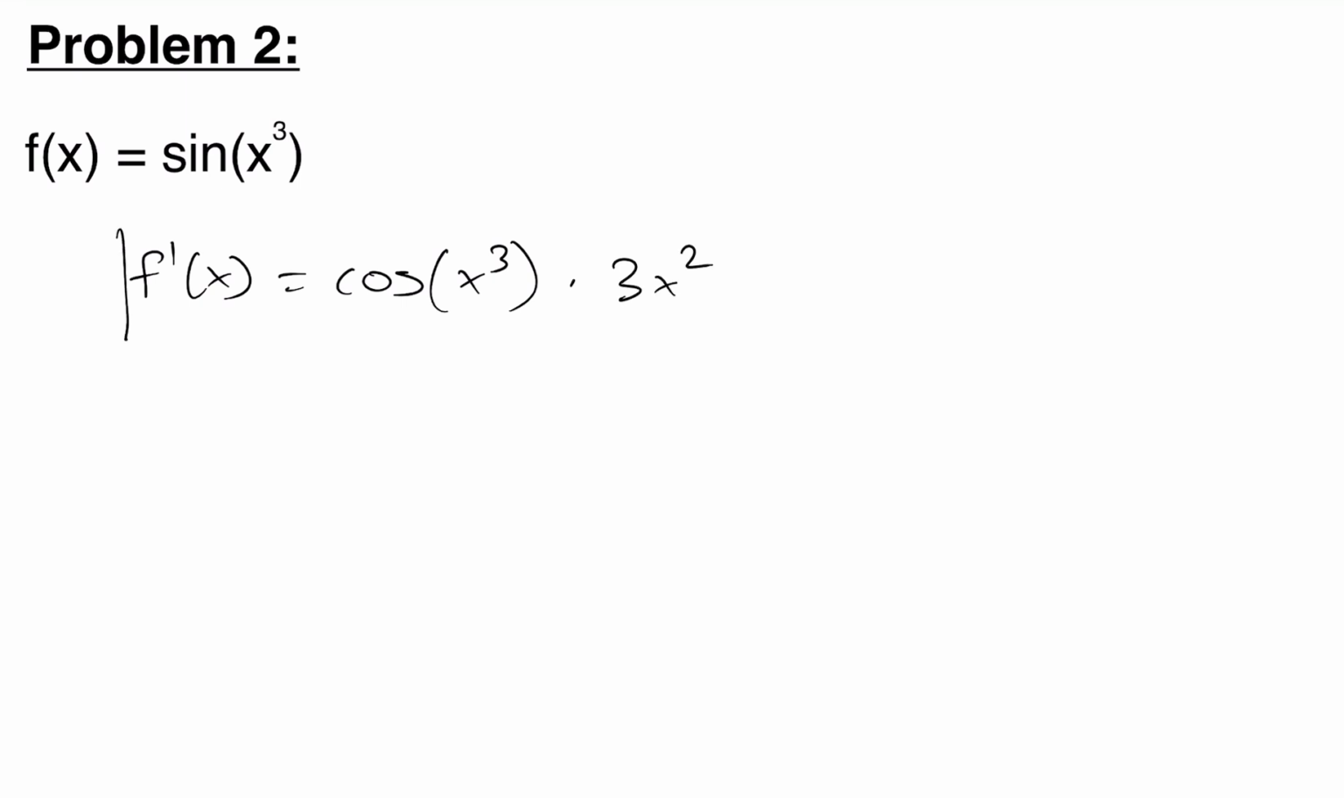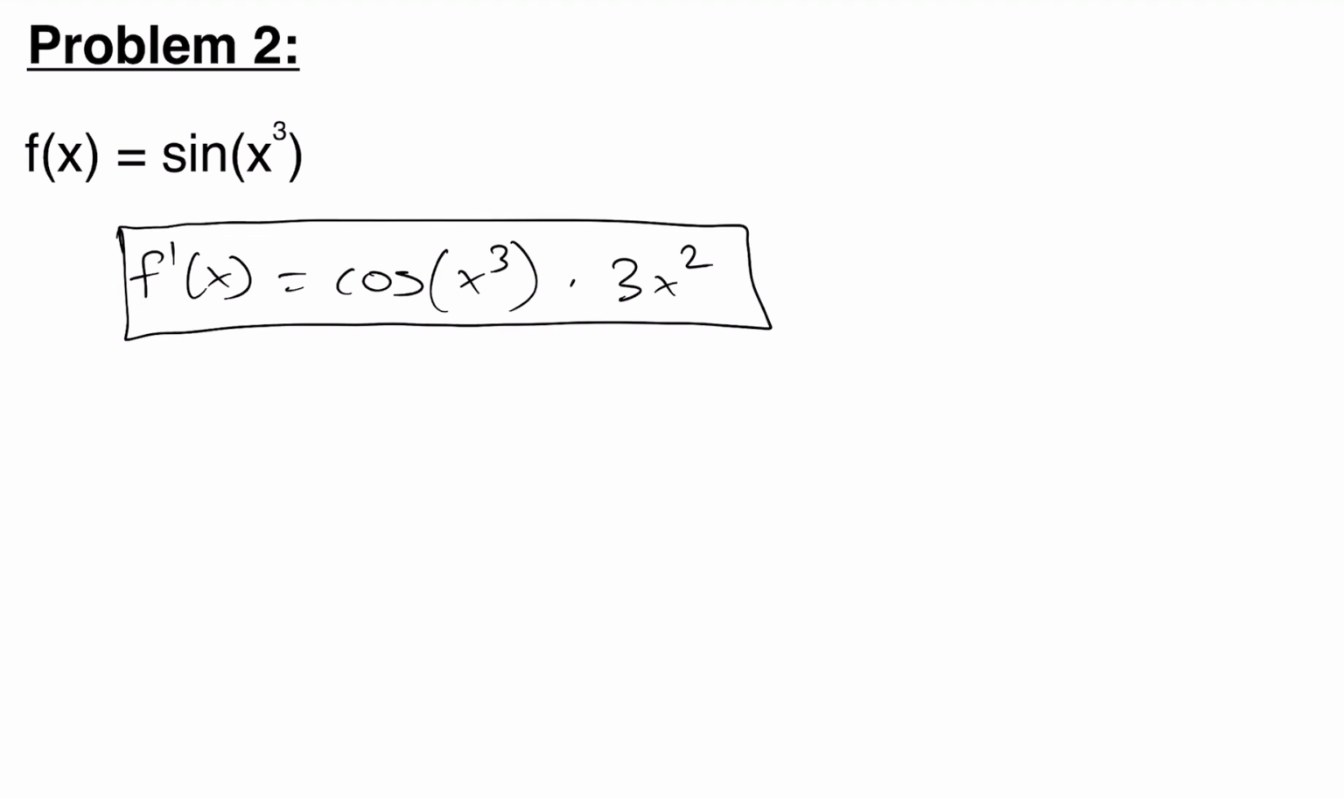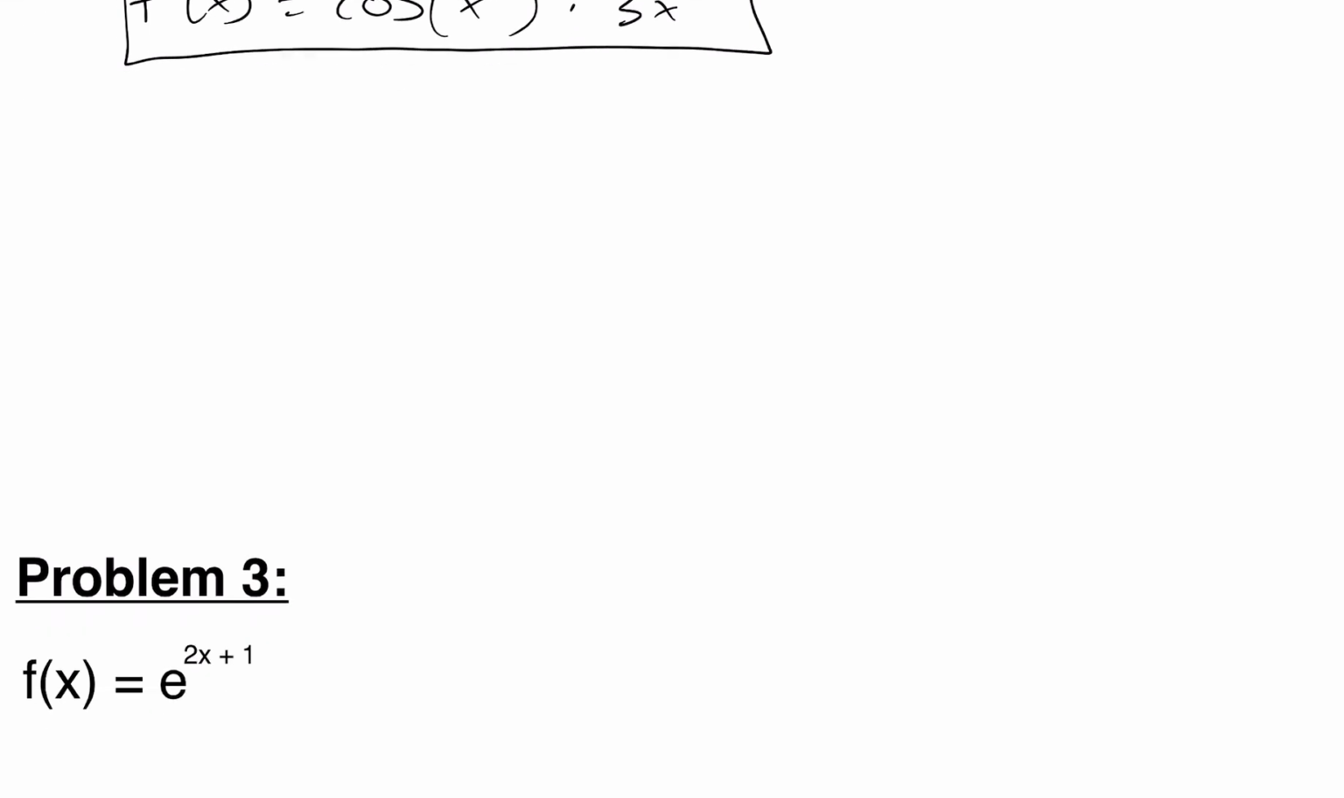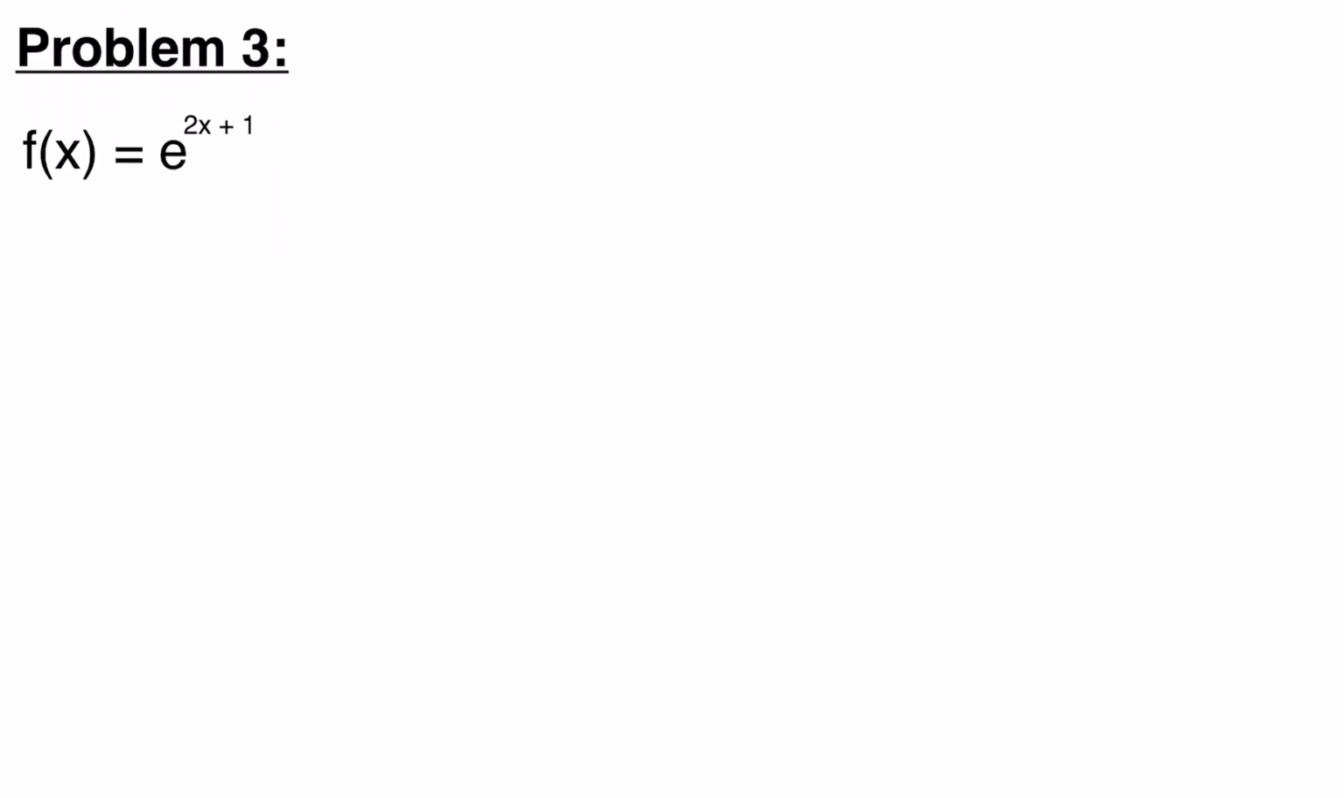And that's our derivative. Let's try the third example. So problem here states that f of x is equal to e to the 2x plus 1. So e is going to be our outside function, and then 2x plus 1 is going to be our inside function.